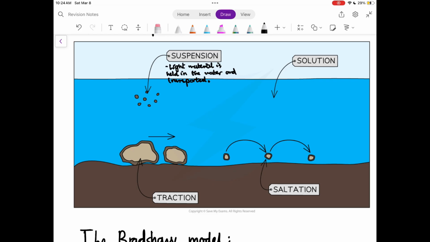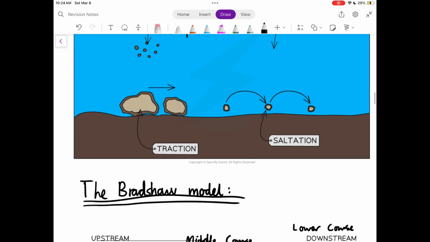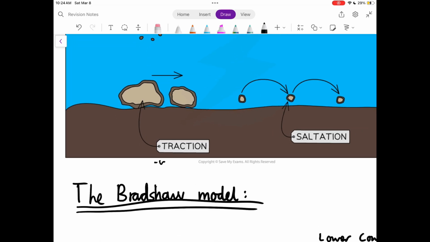The second definition you need to know is traction, and this is when large boulders roll along the riverbed.